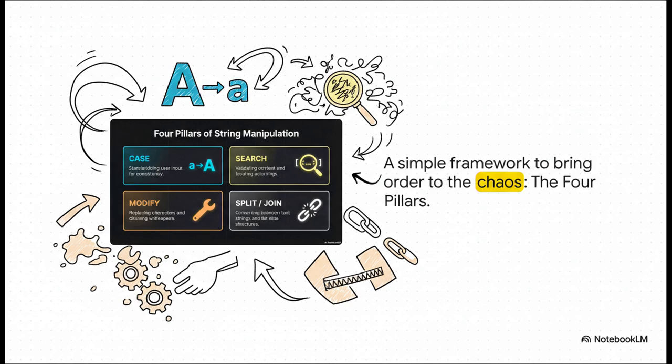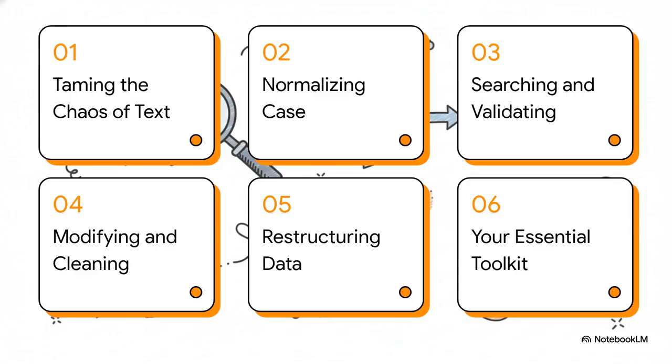We're going to use a framework I like to call the 4 pillars of string manipulation. It's case, search, modify, and split/join. If you can master these 4 ideas, you can bring order to pretty much any text chaos you'll ever encounter. Okay, so here's our roadmap for this. We're going to tackle the problem head on, then we'll break down each of our 4 pillars one by one, and then we'll wrap it all up with an essential toolkit you can take with you.